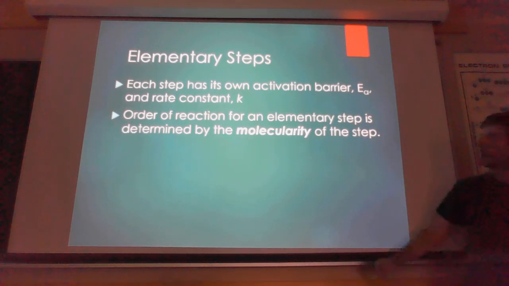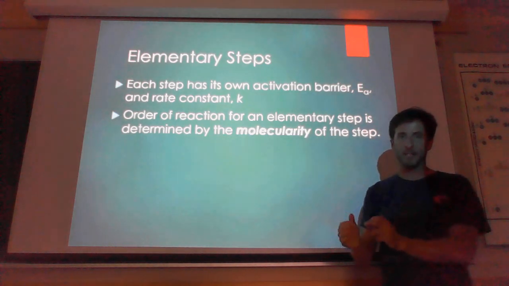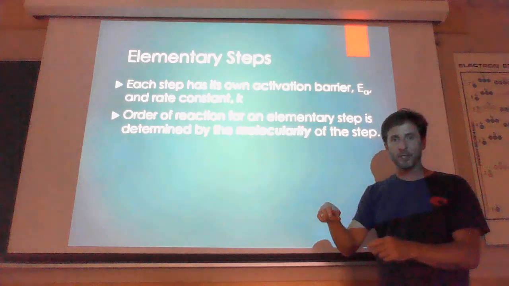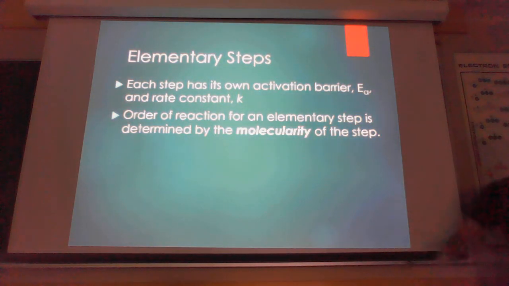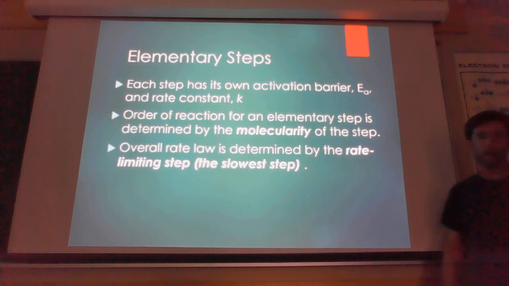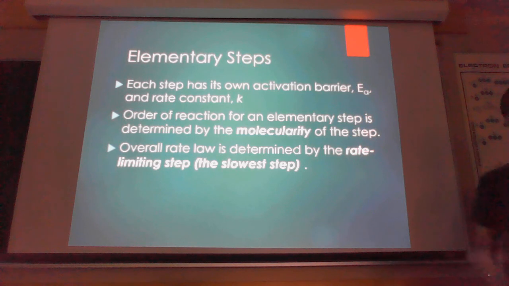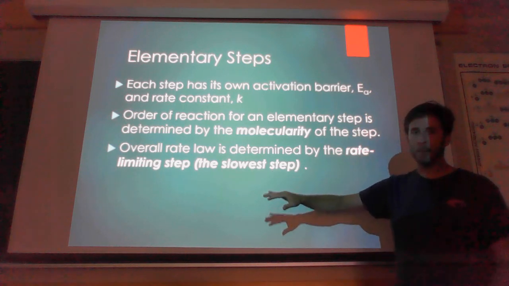Now whatever the coefficients are on the reactant side of a step, if we add those coefficients up, that's called the molecularity of the reaction. Again, the next slide will clear that up a little bit. And then when we talk about an overall reaction, how fast is it going to be? It's going to be based on the slowest step.